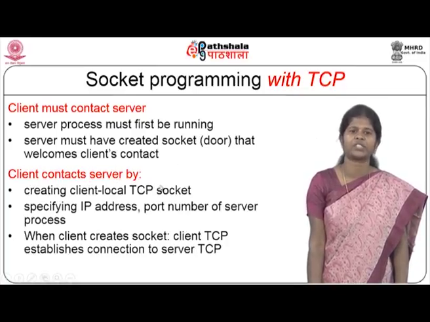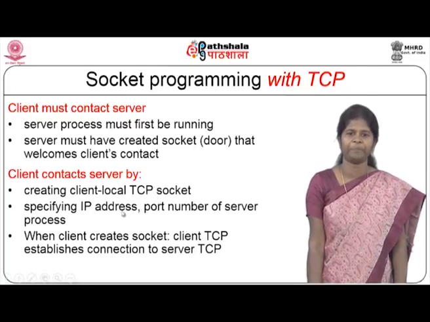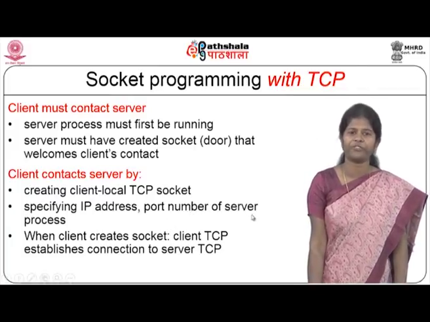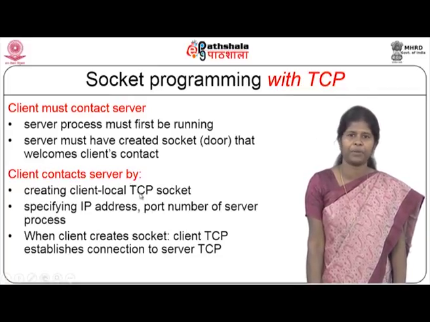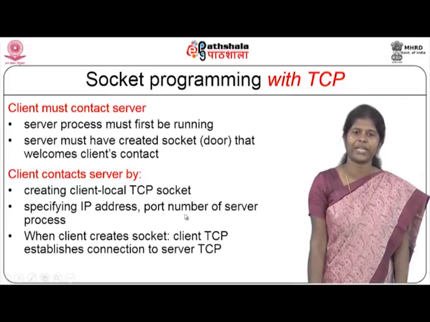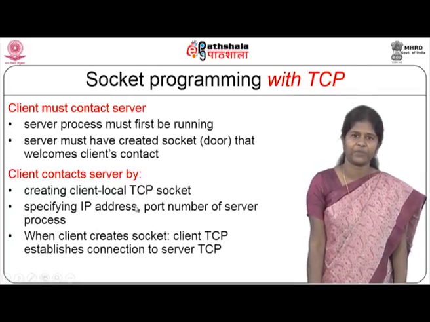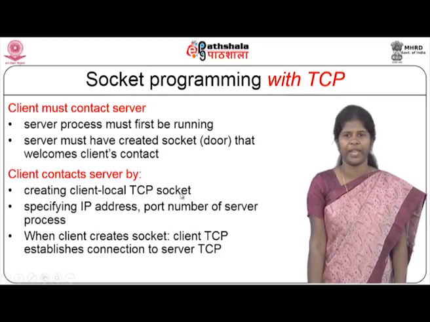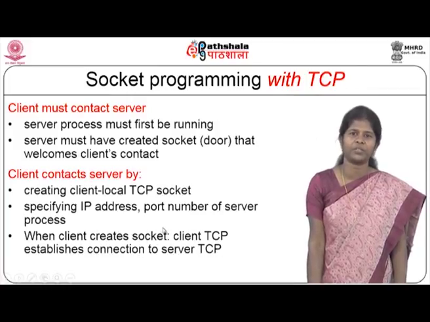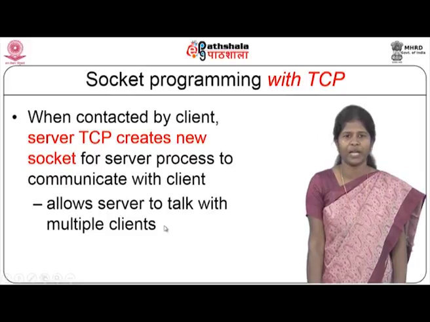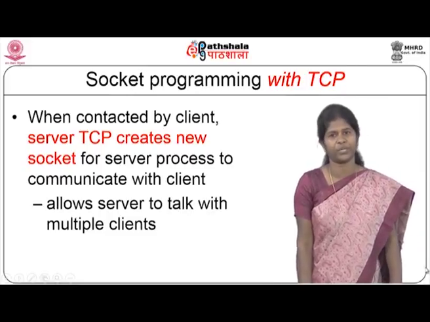And when the client is contacting the server, it should have created a local TCP socket, that is nothing but an IP address and the port number of the server process which it wants to contact. As we had seen in the earlier example, it provides the IP address of the server as well as the required port number. It can be either 10 or 80 depending on what kind of service it needs. And then this client will establish a connection to the server. It will send a request to the server and establish a connection with the server.